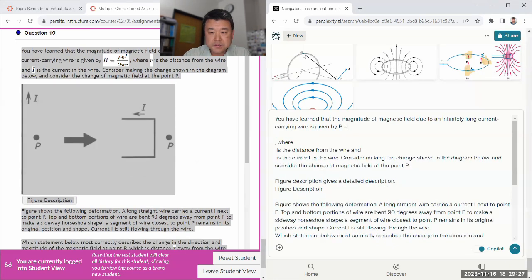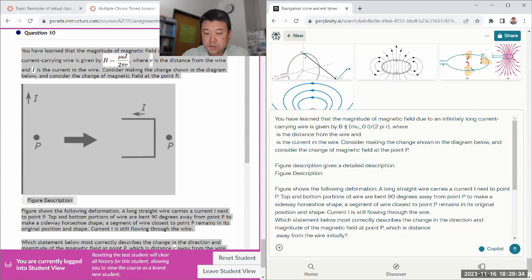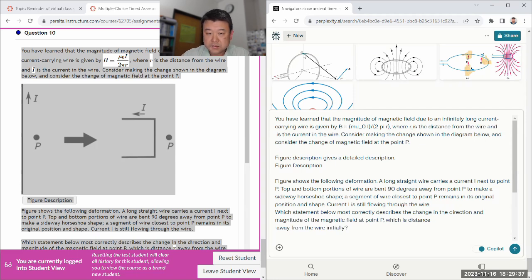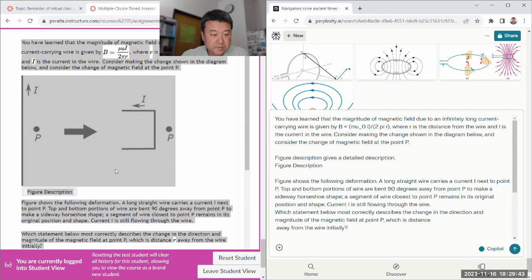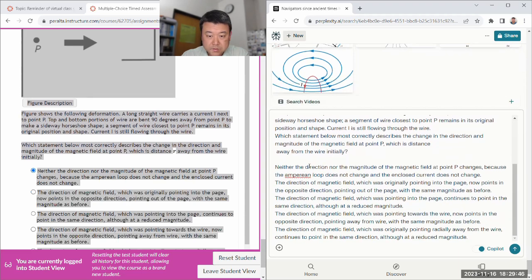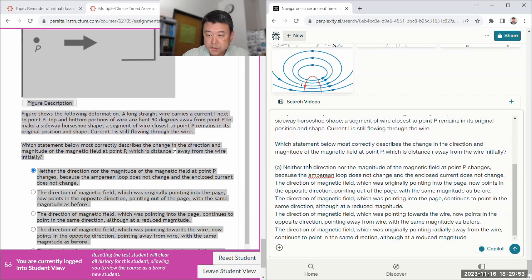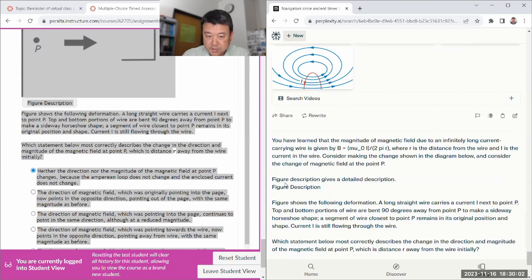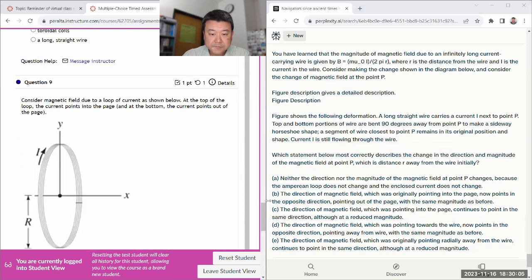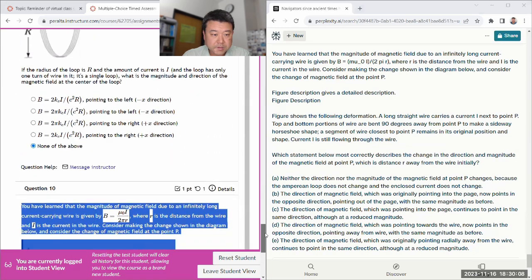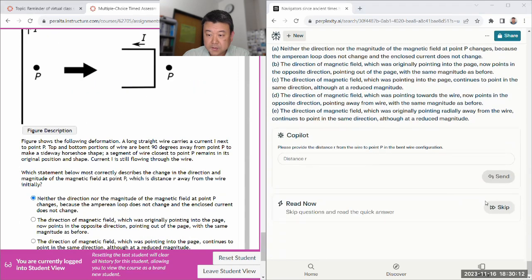Given by B is equal to mu not I over 2 pi r, where r is the distance from P, and I is the current, if this expression figure shows, okay, which statement... neither, oh wait, distance r away. B, C, E, E. Put this in and see how much time I have left. Probably less than a minute. Yeah, 51 seconds. But I think enough to type in the answer it gives me. Skip.